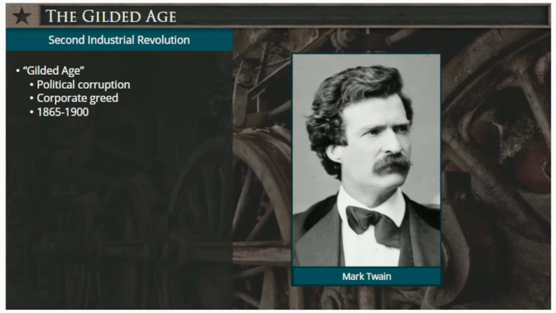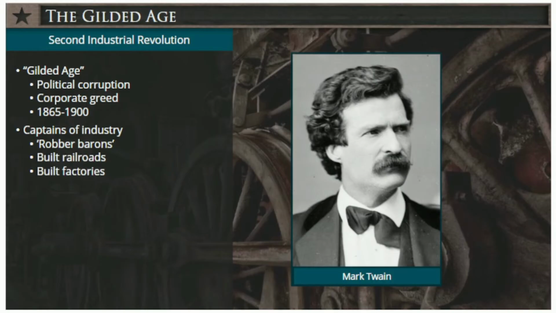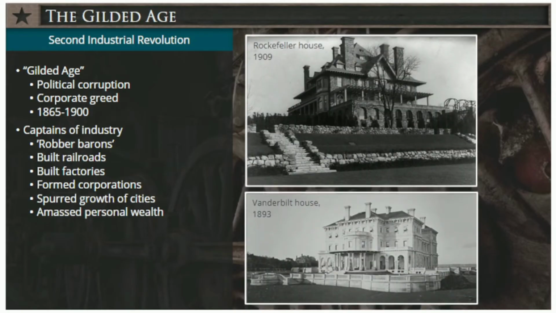Firmly enmeshed in the political corruption and corporate greed of the Gilded Age were the captains of industry, sometimes called robber barons. This negative term was often applied to powerful businessmen in this era who used exploitative practices to amass tremendous wealth. They crisscrossed the continent with railroads, built factories, formed corporations, spurred the growth of cities, accumulated great personal wealth, and adorned cities and countrysides with their mansions.